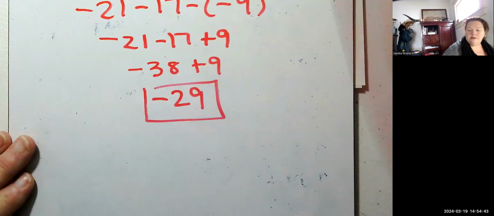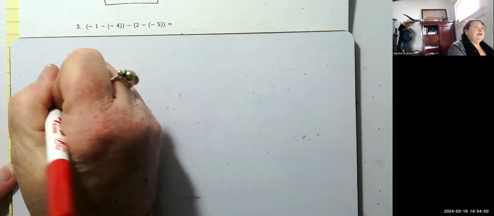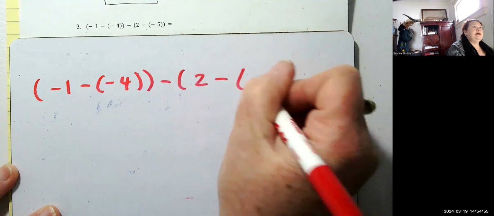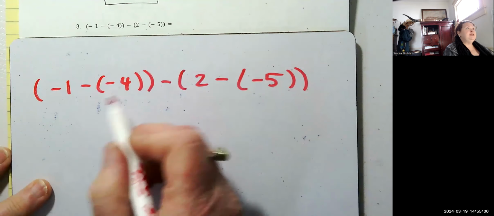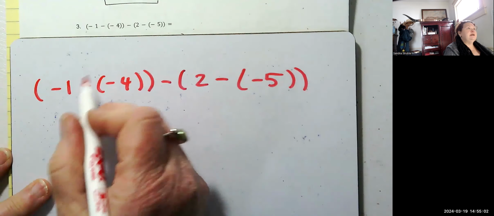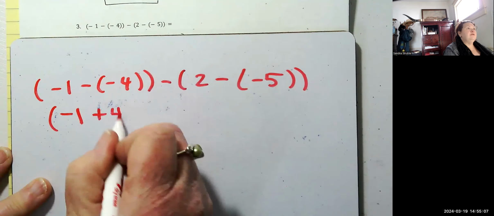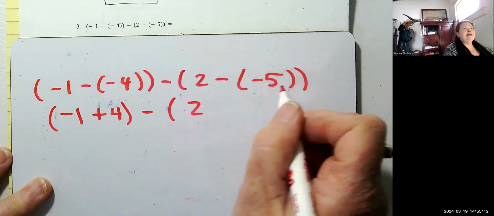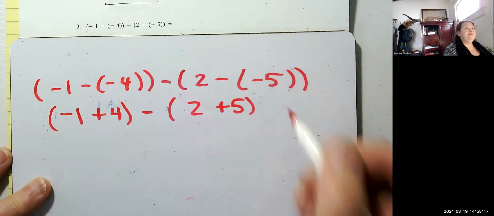The next question, pull it down here. There we go. We've got negative 1 minus negative 4 minus 2 minus negative 5. Oh, got a lot of parentheses happening. Okay, first thing I'm going to do is get rid of this double sign here. So negative 1 minus a negative is a positive 4. I'm going to leave that negative sign there from the 2. Minus the negative 5 is the opposite of 5, which is just positive 5.